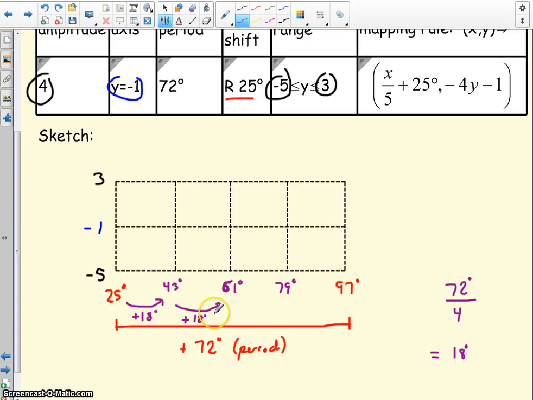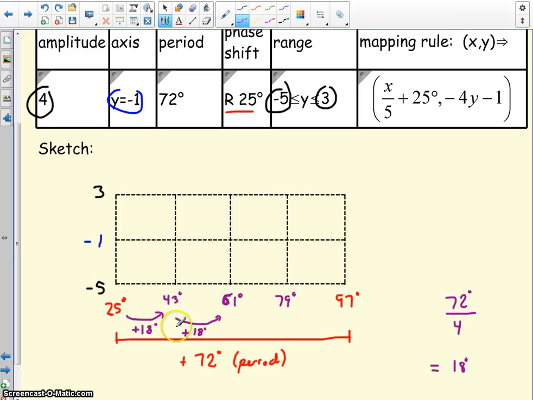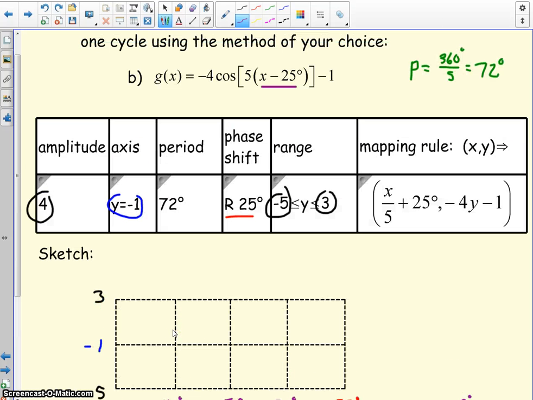Okay, to find out what I go up by here, I take my period divided by 4, because I split this whole cycle into quarters. So 72 degrees divided by 4 gives me 18 degrees, so I add 18 degrees to get the rest of my x values. Okay, last but not least, I just have to create my sketch now. So this is going to be a negative, so it's a cosine graph that has been reflected. So I want you to think about what that looks like, try and create the sketch, and we'll finish this up in part 2 of the lesson.